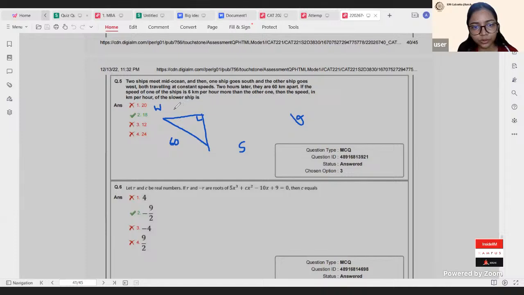Basically, the speed of one of them is v plus 6 kilometers per hour. The speed of the slower ship is v. So in 2 hours, how much will the first ship cover? In 2 hours, the first ship, the faster ship, will cover 2 into v plus 6, right? And the slower ship will cover 2v. So basically, we get the length of the base to be 2 into v plus 6, and the other one to be 2v.